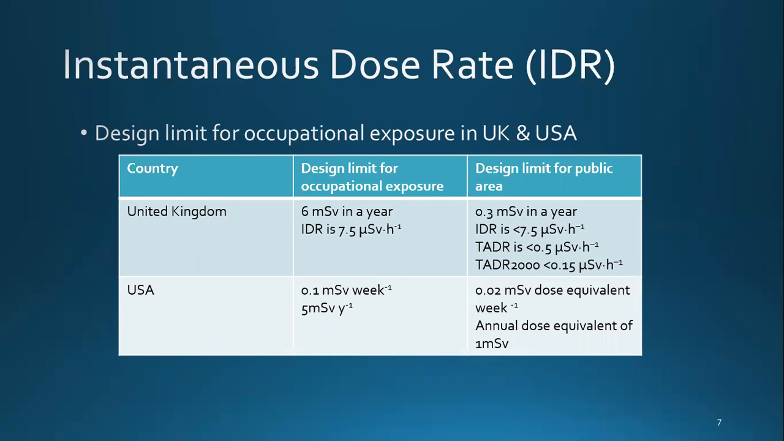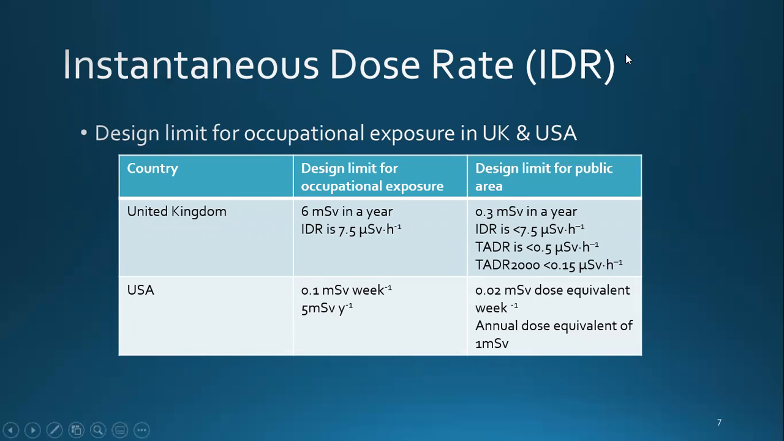The dose limit for occupational exposure in the United Kingdom is 6 millisievert a year, and the IDR is 7.5 microsievert per hour. In the USA, it is 0.1 millisievert per week or 5 millisievert per year. Whereas the dose design limit for the public is 0.3 millisievert in a year.